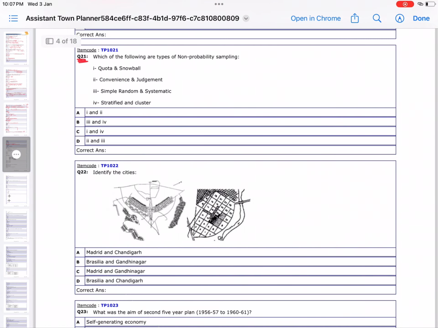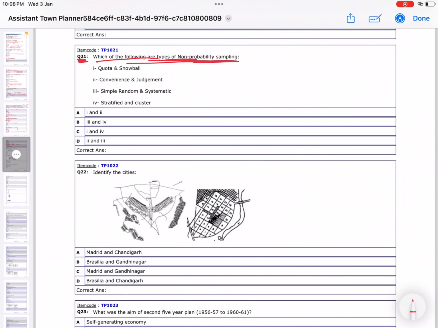Question number 21. Which of the following are types of non-probability sampling? First is quota and snowball, then convenience and judgment, simple random and systematic, and stratified and cluster. Quota and snowball and convenience and judgment are non-probability sampling. So option A.